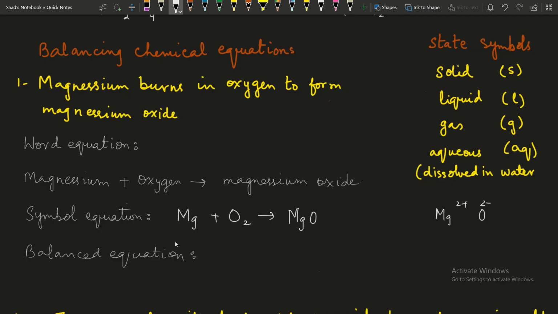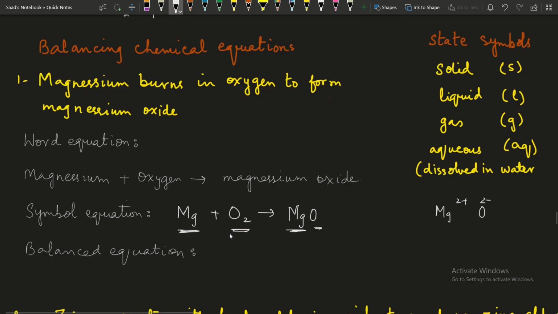Alright, but when you see this equation, it doesn't seem to be balanced, because over here we have one magnesium atom and over there we have one magnesium. So magnesium is balanced. But if you see the oxygen, there are two oxygen atoms, and over here we have one oxygen atom. So after writing the simple equation, we need to balance that equation.